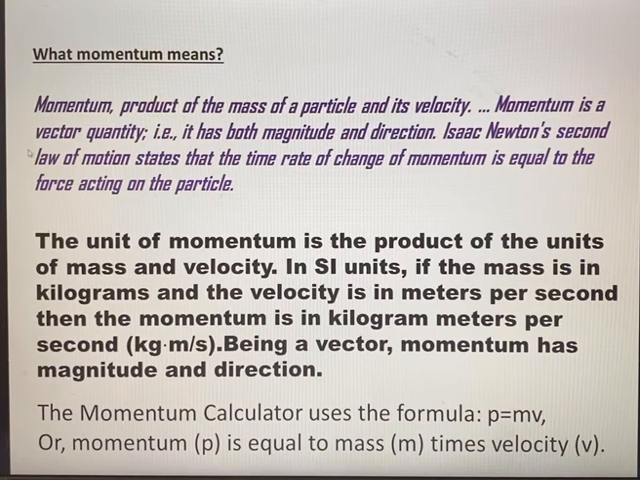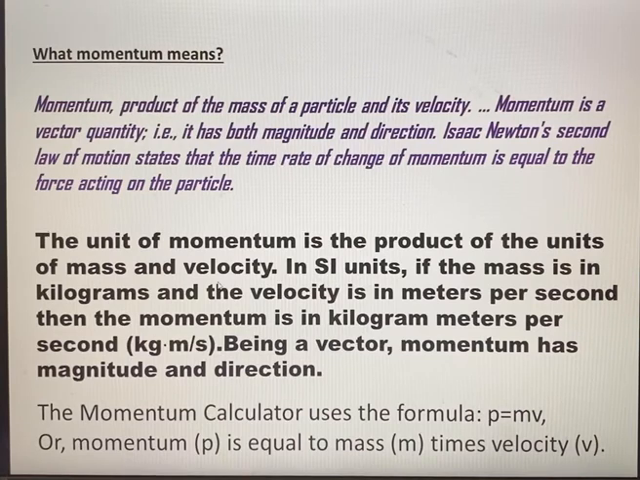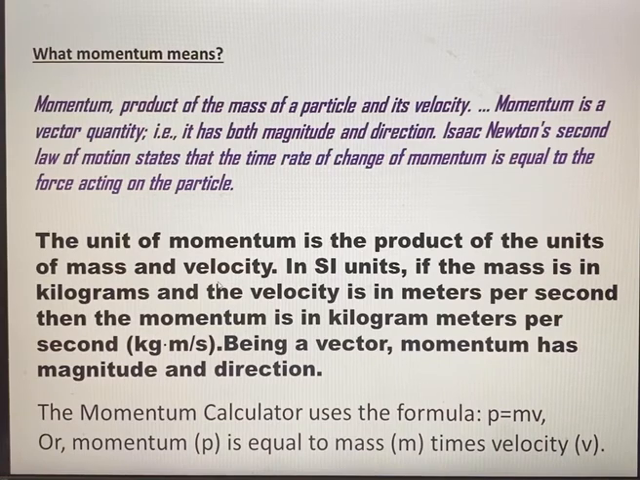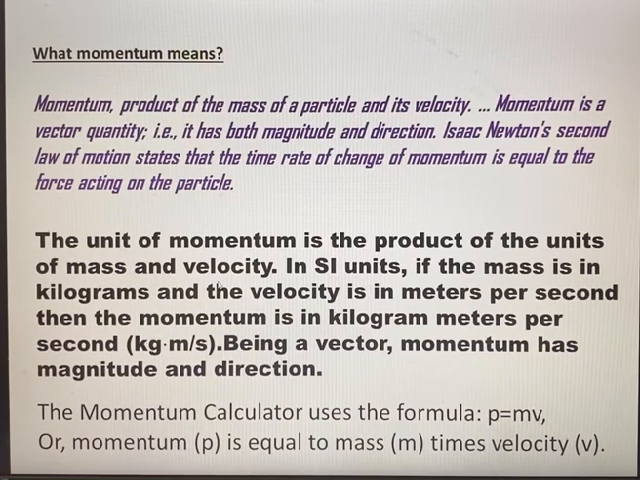Isaac Newton's second law of motion states that the time rate of change of momentum is equal to the force acting on the particle. It's written in bold, just observe it very carefully. The unit of momentum is the product of the units of mass and velocity. In SI units, if the mass is in kilograms and the velocity is in meters per second, then the momentum is in kilogram meters per second.